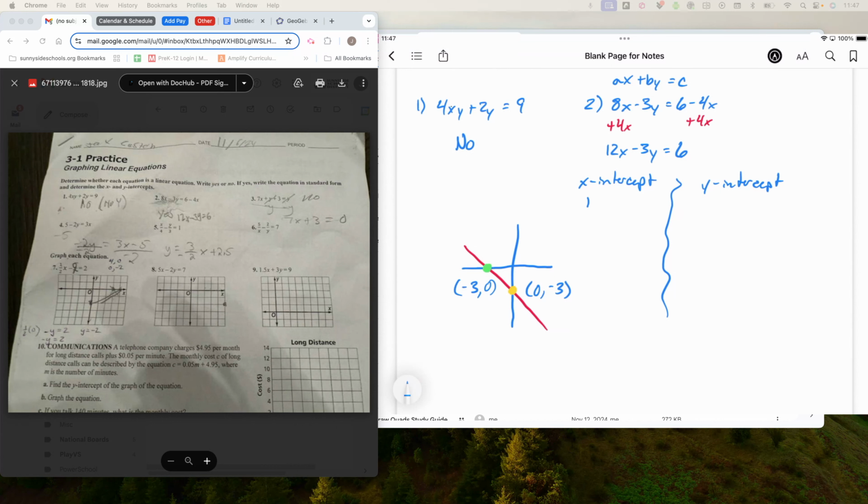So for the x-intercept, we are going to take our equation that we started with, and we are going to put 0 in for y. So we get 12x is equal to 6. Divided by 12, x is equal to 6 over 12, or 1/2. So the x-intercept would be at the point 1/2, 0.